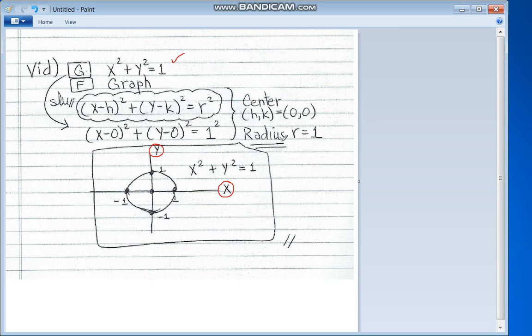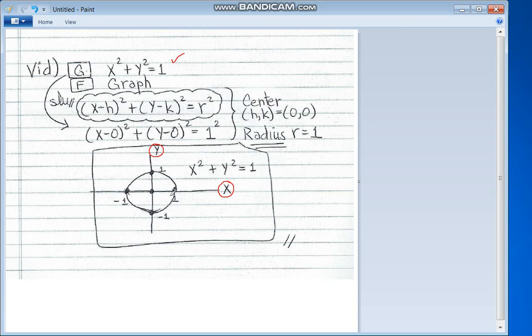The radius is the distance from the center to every point on the circle. So we are going to take that radius distance, 1 unit, and we're going to mark it on the graph: 1 unit to the right, 1 unit up, 1 unit to the left, and 1 unit down. And you'll notice I actually put numbers on the x-axis, -1 and 1, and on the y-axis, -1 and 1, so you could see where I was graphing this.